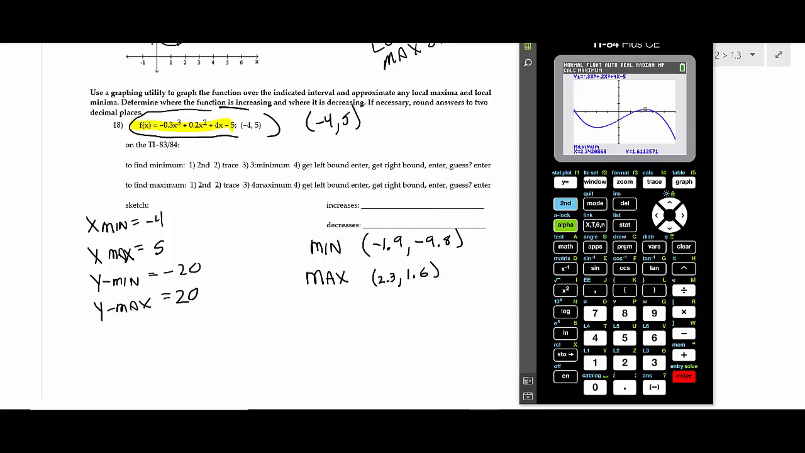Okay? All right. So what we do now is you can write down these intervals of increasing and decreasing by looking at what's on the graphing calculator. So we're starting at -4.